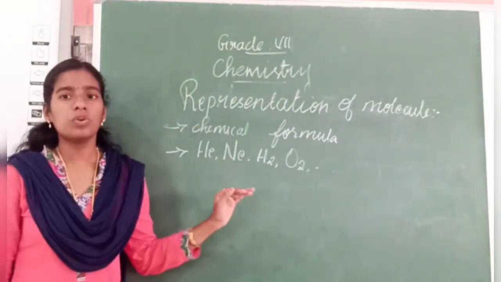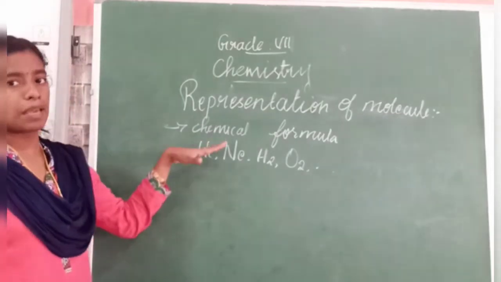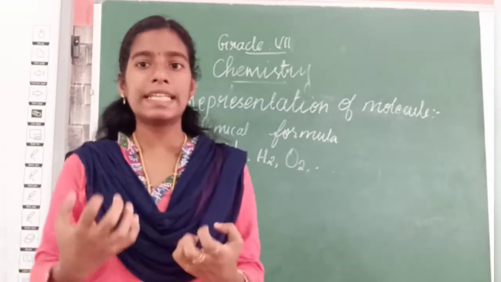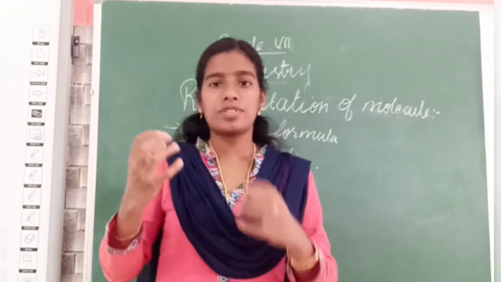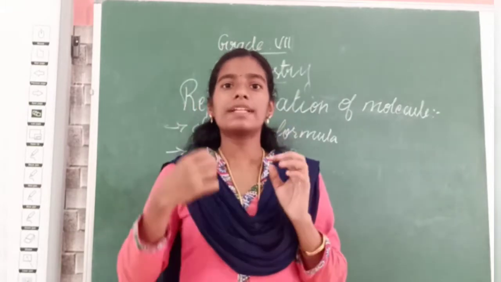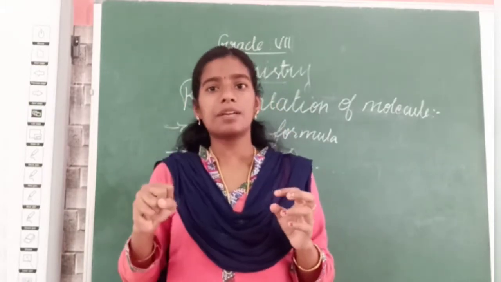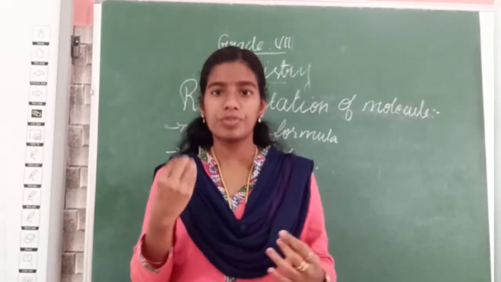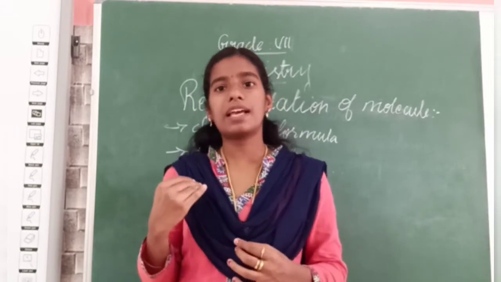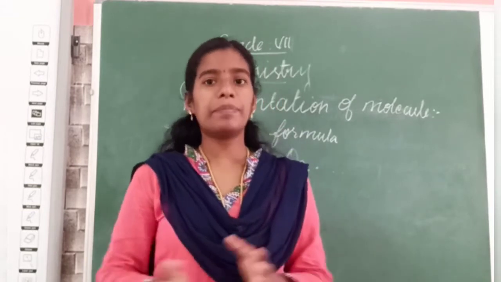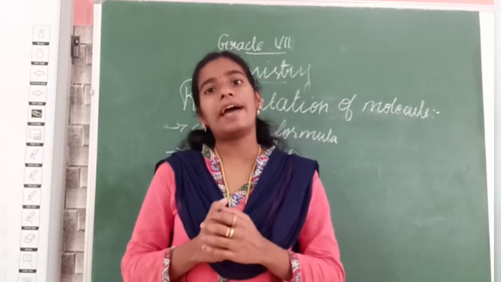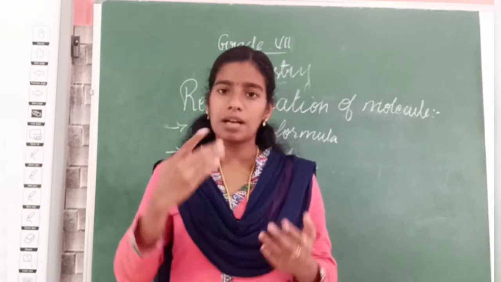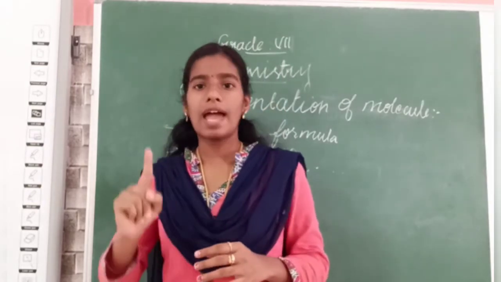Molecules are represented using chemical formulas. What this formula indicates is that, when you take a molecule, the formula tells us how many atoms are there in a particular molecule. To represent that, we use chemical formulas. For example, when you have a molecule and it has only one atom, then it comes under one atom molecule.